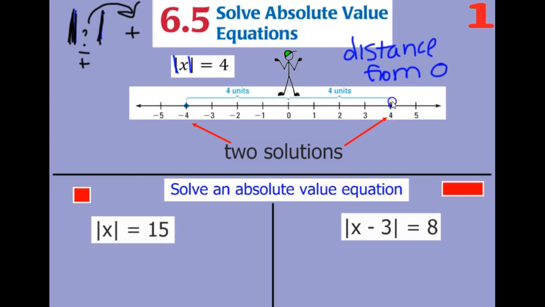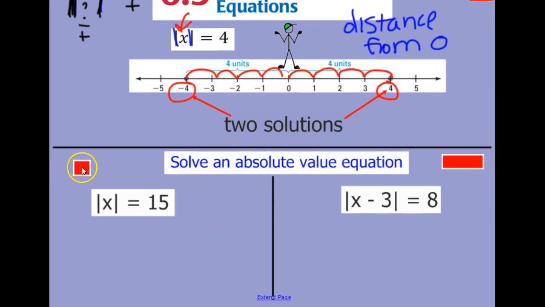So if it's 4, the distance from 4 to 0 is 4. The distance from -4 to 0 is also 4. Meaning that I could put a -4 or a positive 4 in the absolute value and it would come out a positive, because we counted the distance, which is a positive number.